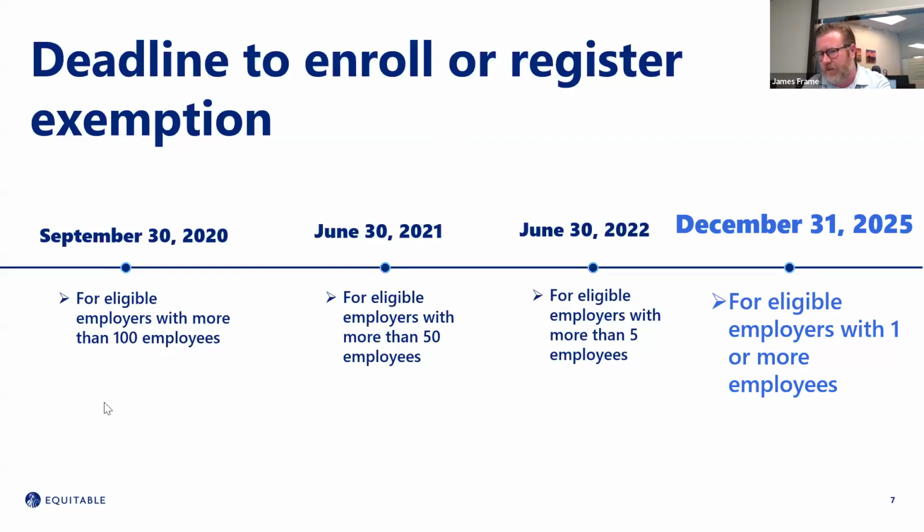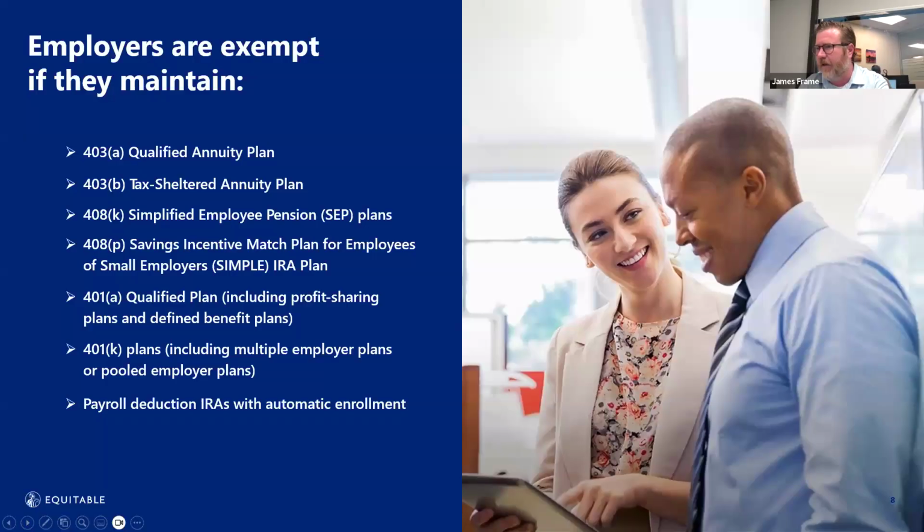All right, let's jump into the actual juicy stuff here. I might lose some of you because we're going to move pretty fast. You are exempt if you have a qualified annuity plan, a 403(a) or 403(b) tax sheltered annuity plan. If you've got a SEP plan, and we're going to jump into that in just a second because that's going to be applicable for a lot of you.